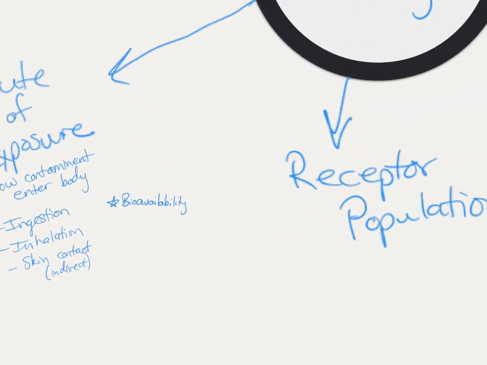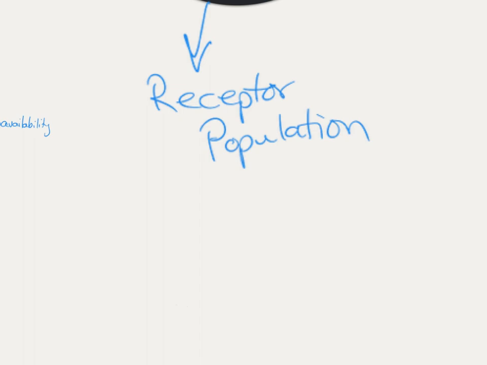Okay, the last piece of the exposure pathway is the receptor population. Basically, we're asking, who is exposed? So sometimes this is as simple as defining the population that was actually exposed to the contaminant. For example, if there's a chemical spill, who's in that area? Or in Flint, Michigan, who was drinking the city water that had the lead in it? But sometimes we also need to ask, who is vulnerable?